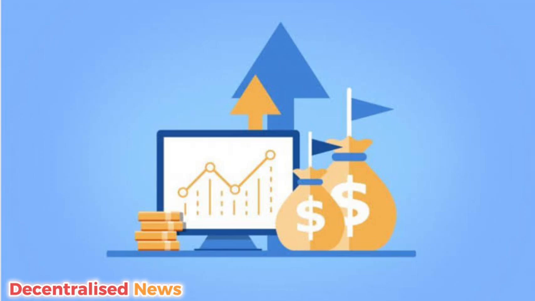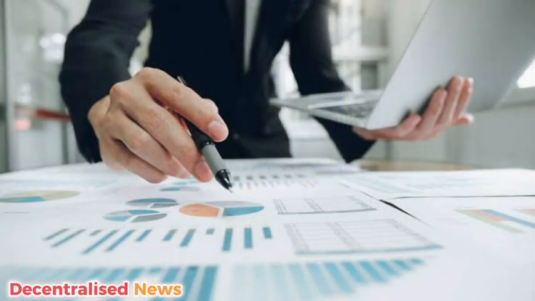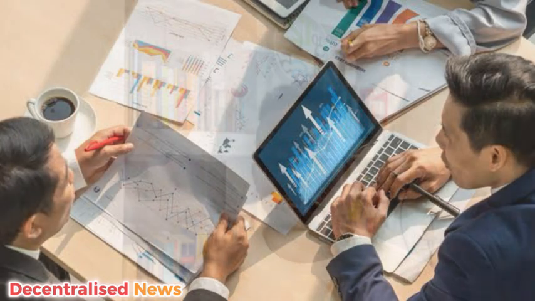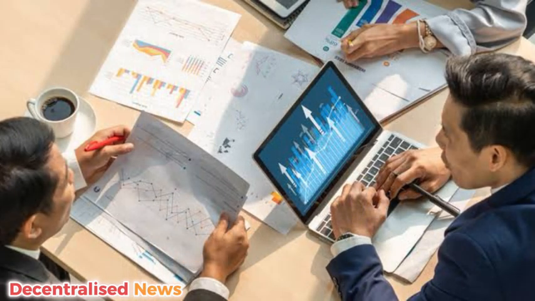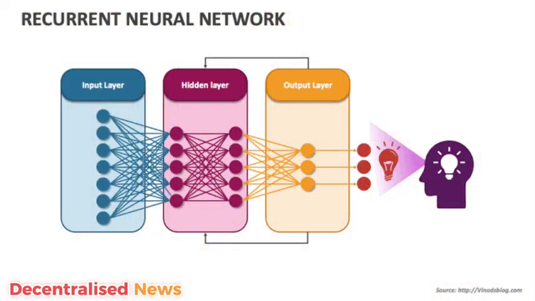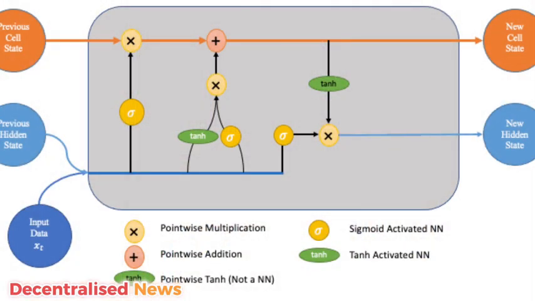Okay, so when it comes to the next step, which is model selection and training, you need to make sure you're choosing the right machine learning model, which is very important for predicting market movements. Common models used in order book analysis include recurrent neural networks, RNNs, which are effective for sequential data like order book time series. You also have long short-term memory, LSTM, a type of RNN that can also capture long-term dependencies in the data.